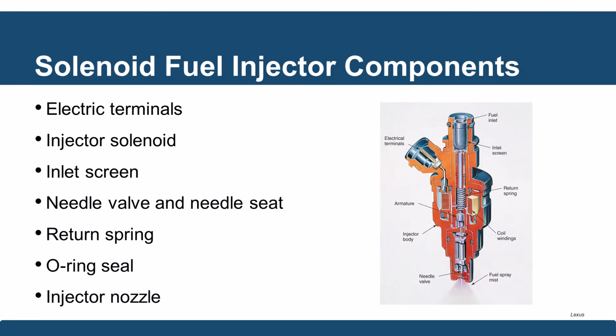Internally, looking at the solenoid style fuel injector components, you have the electrical terminals that the computer controls, the up and down pulsing of these. There's an injector solenoid in there. There's a small inlet screen to prevent any small particles from getting in there. Preferably, we haven't seen that because it's been filtered out by the fuel filter. There's a needle valve and a seat with a return spring and O-ring, and then of course the injector nozzle.